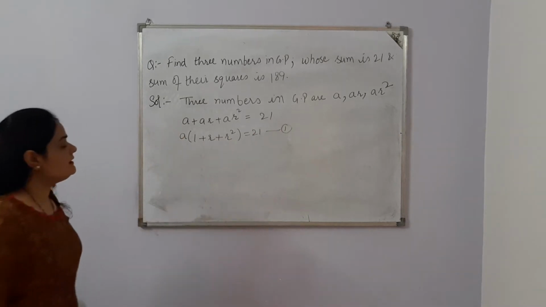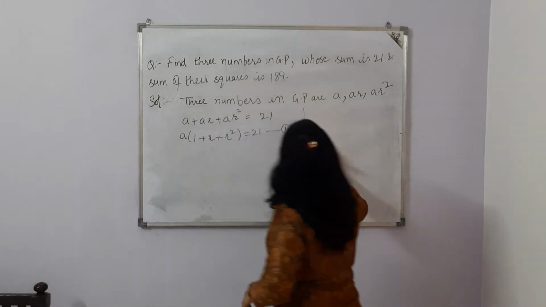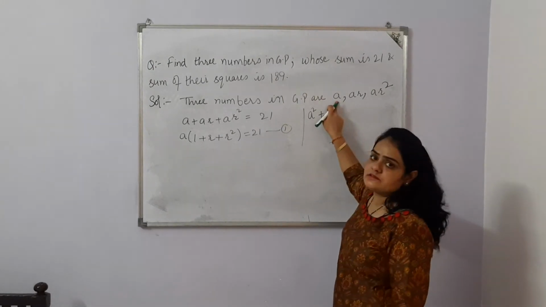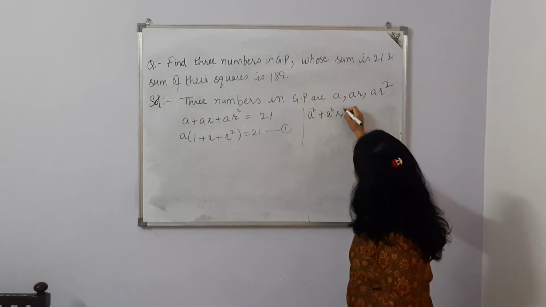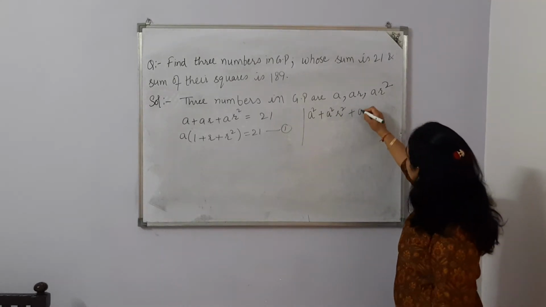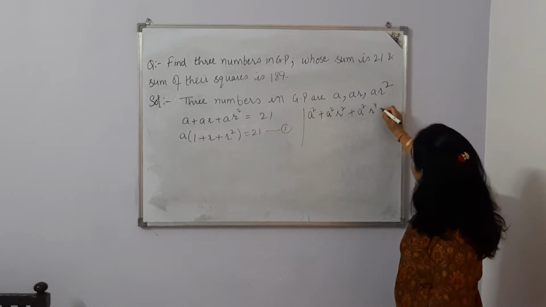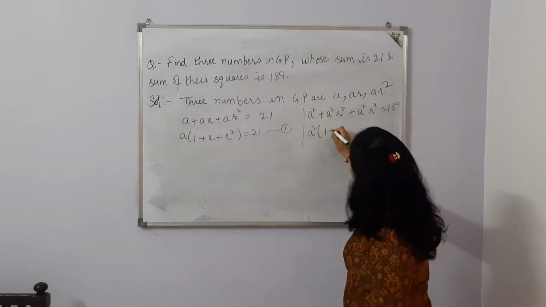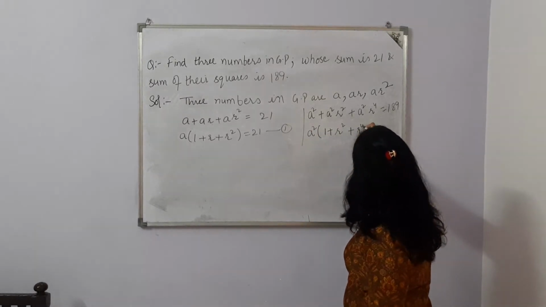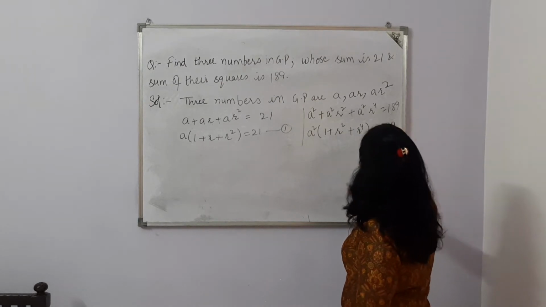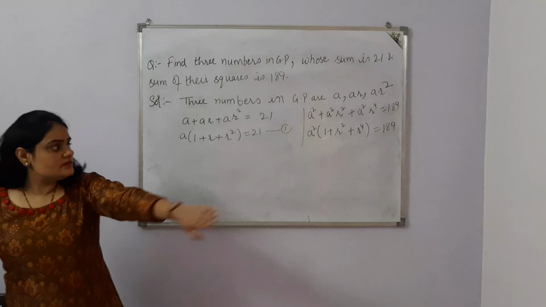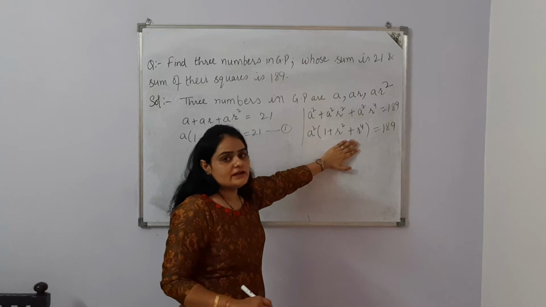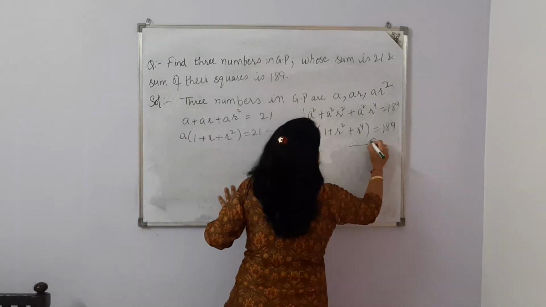Take it as the first equation, and now the sum of their squares. That means a square, then (ar) square is a square r square, and (ar square) whole square is a square r to power 4, and it is 181. Can I take a square as common? a square(1 plus r square plus r to power 4) is equal to 181. So this is the second equation.